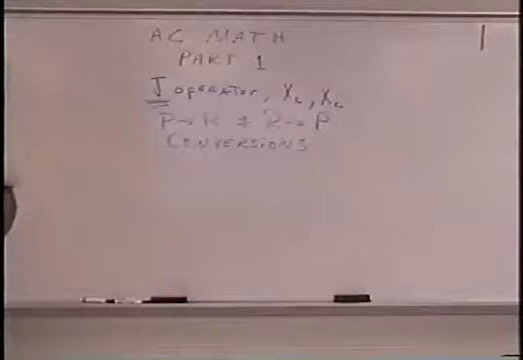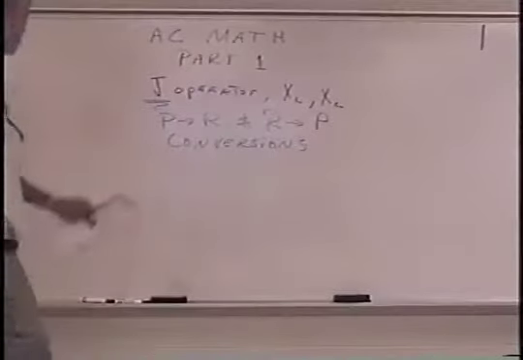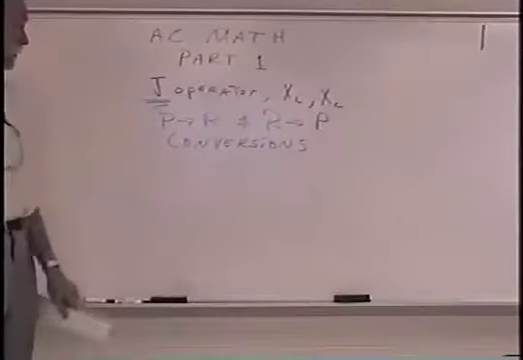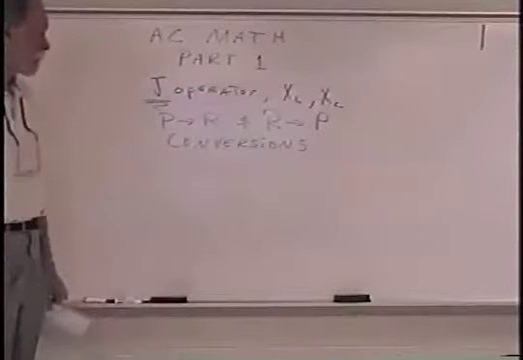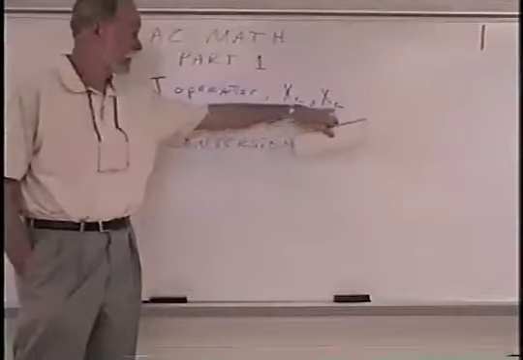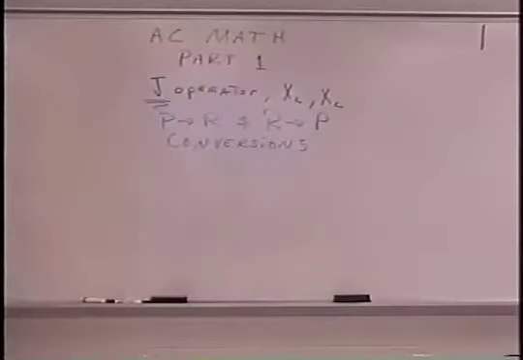Now, I've got this divided into 5 parts just to make it a little bit easier to keep up with. The first part has to do with the J operator and its use in AC electronics calculations. The values are the quantities X sub L and X sub C, which stand for inductive reactance and capacitive reactance. We'll talk more about that in just a little bit.